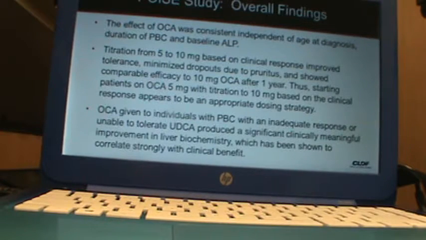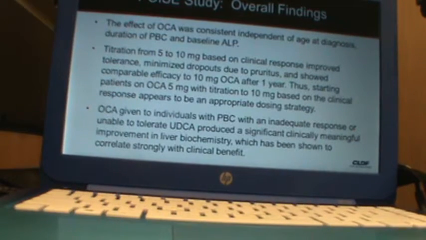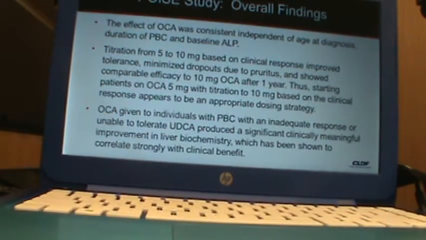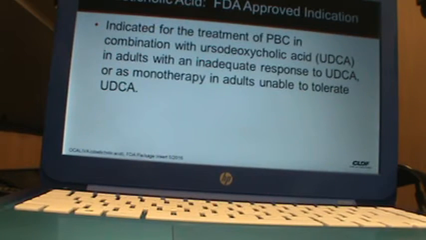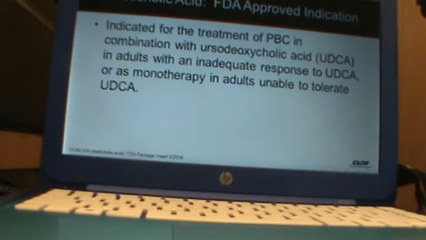Obeticholic acid given to individuals with PBC with an inadequate response or unable to tolerate urso produced a significant, clinically meaningful improvement in liver biochemistry, which has been shown to correlate strongly with clinical benefit. So the FDA-approved indication for obeticholic acid is the treatment of PBC in combination with ursodeoxycholic acid in adults with inadequate response to urso, or as a monotherapy in adults unable to tolerate ursodeoxycholic acid.